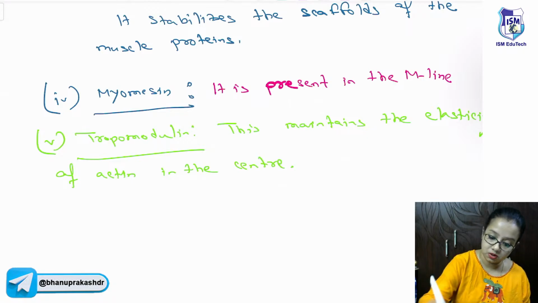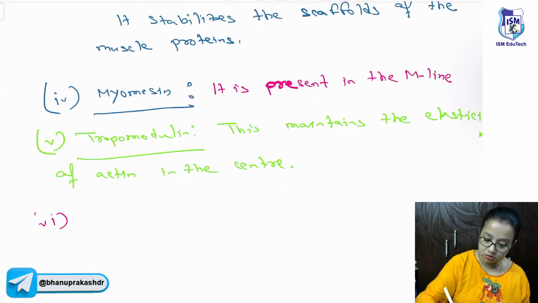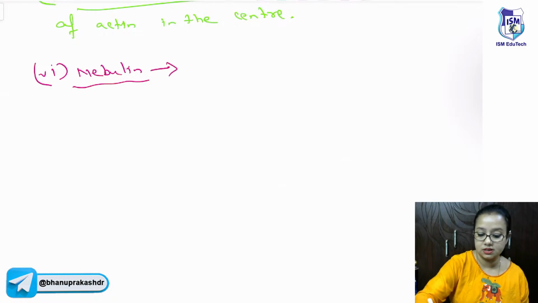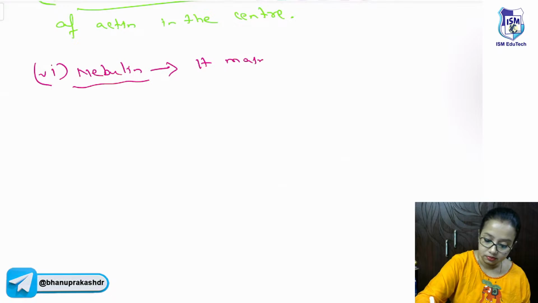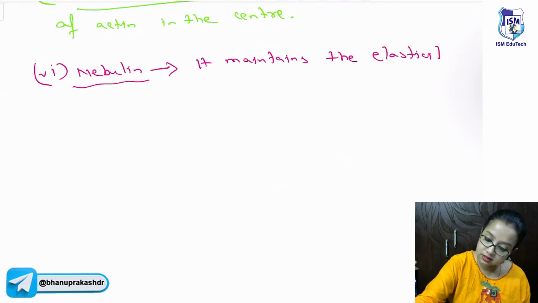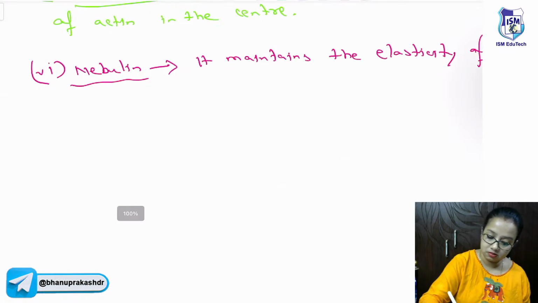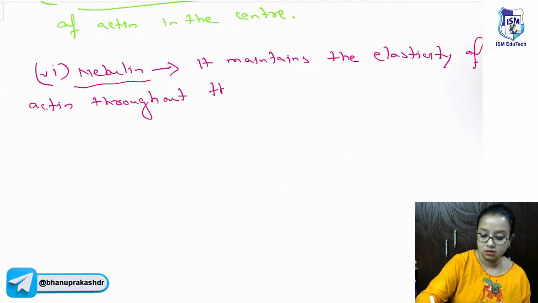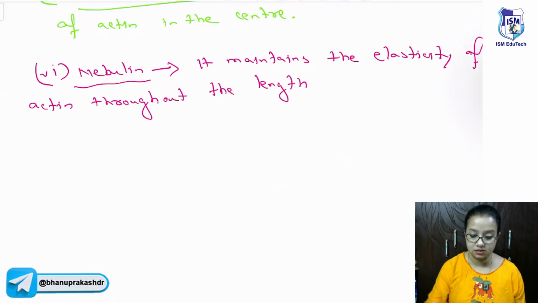And another important protein is nebulin. Now, nebulin, what it does, it maintains the elasticity of actin throughout the length. Like from corner to corner, it maintains the elasticity.